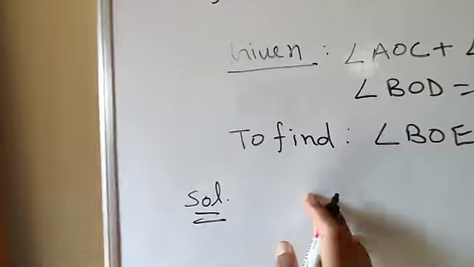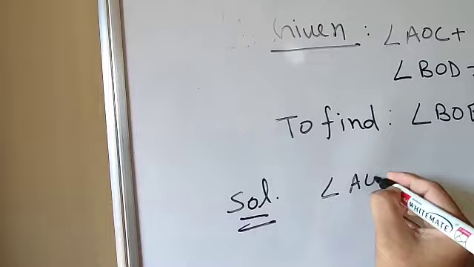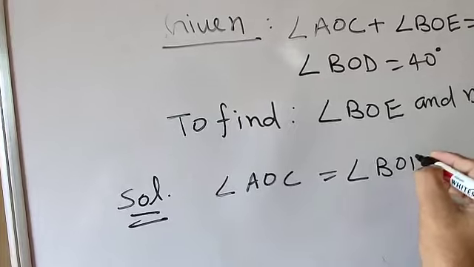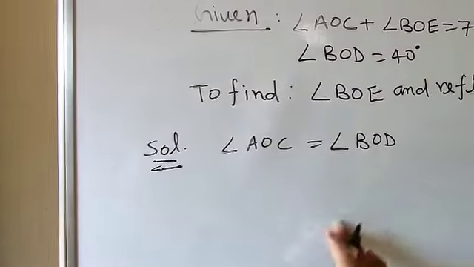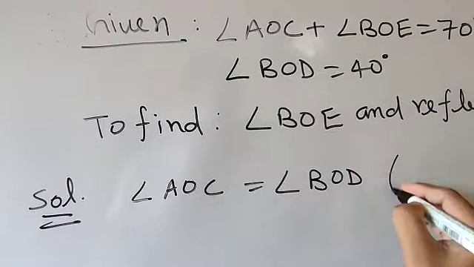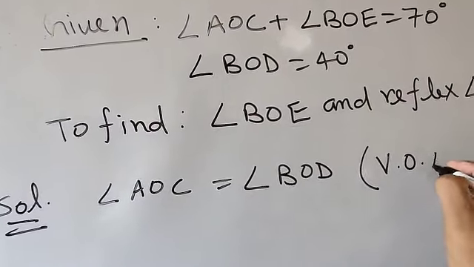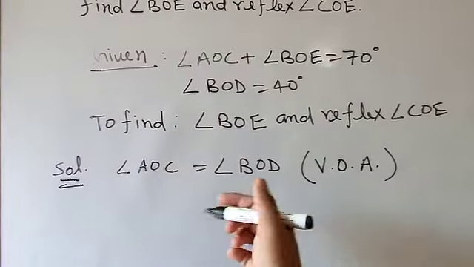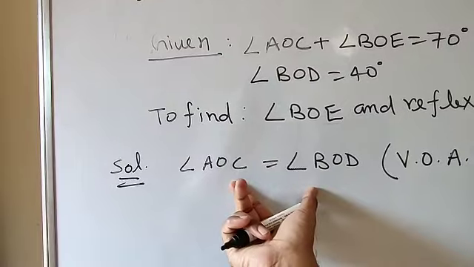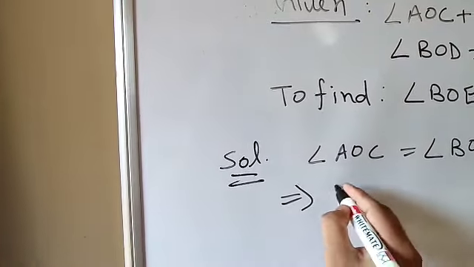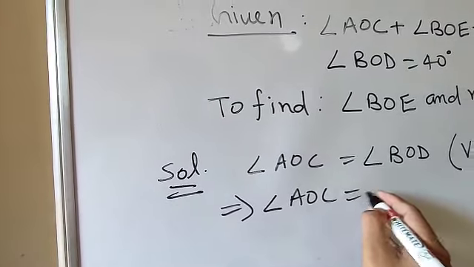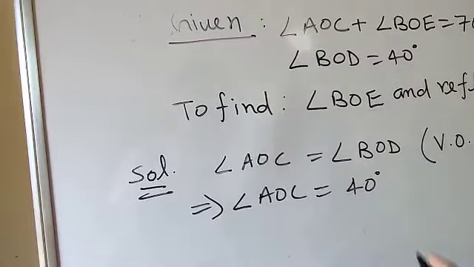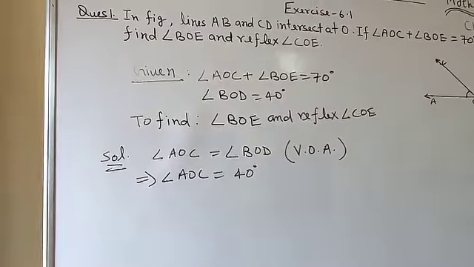So here you will write angle AOC equals angle BOD. What is the reason for this statement? Here you will write in brackets, vertically opposite angles. In short, VOA is written. It means vertically opposite angles. These two are vertically opposite angles, that's why both are equal. So angle AOC equals angle BOD, which is given in the question as 40 degrees. So you got the value of angle AOC, that is 40 degrees.